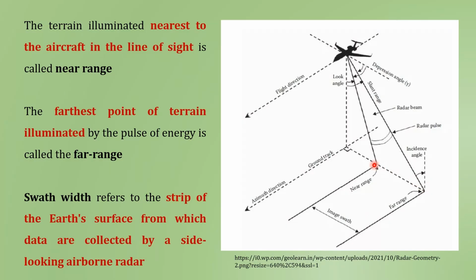The terrain which is illuminated nearest to the aircraft in the line of sight is referred to as the near range. And the farthest point of the terrain which is illuminated by the pulse of energy is referred to as the far range. The image swath, or swath width, refers to the strip of the Earth's surface from which data are collected by the side-looking airborne radar.